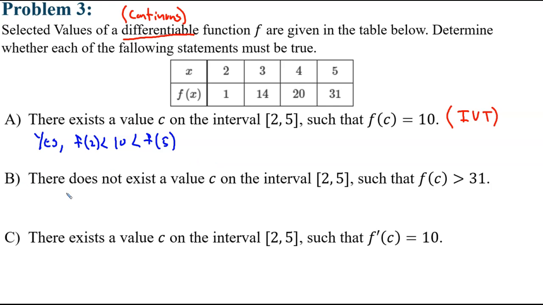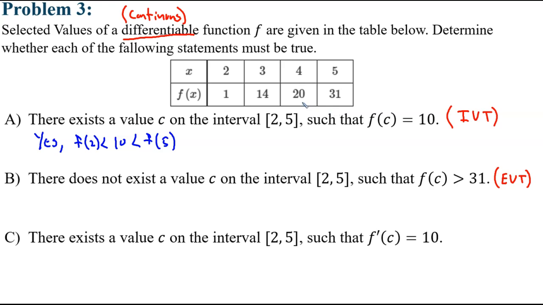All right, part B asks, there does not exist a value c on the interval 2 to 5 such that f of c is greater than 31. So in other words, is 31 our absolute maximum for this function? For that, we're dealing with the extreme value theorem. And it looks like, yes, 31 is the highest value we see on this table. But we know by the extreme value theorem that the absolute mins and maxes will either occur at my endpoints, or any critical values in between them.